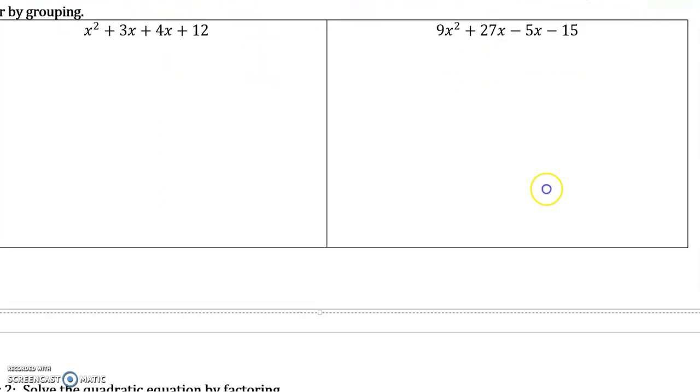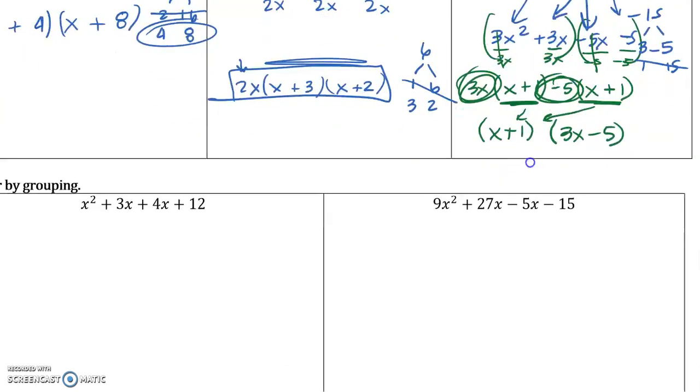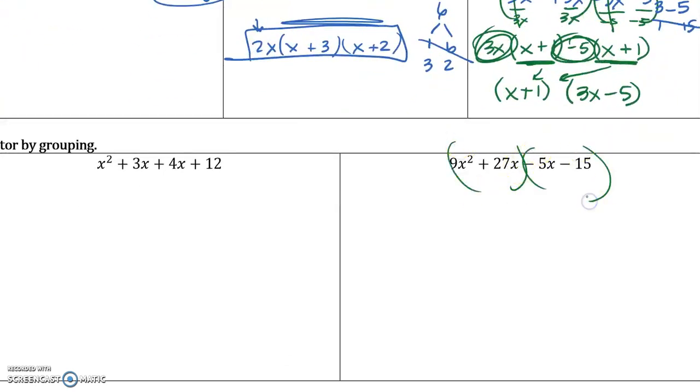We're going to go ahead and skip factoring by grouping because we literally just did factoring by grouping right here. You just group those two and group those two.